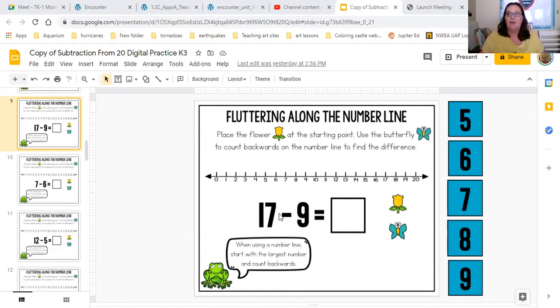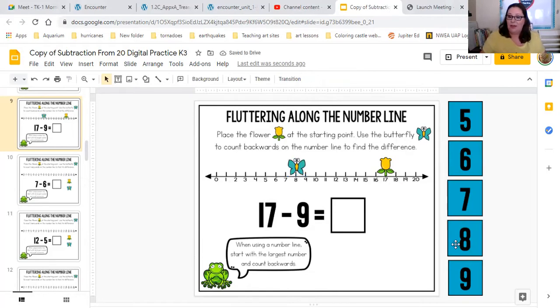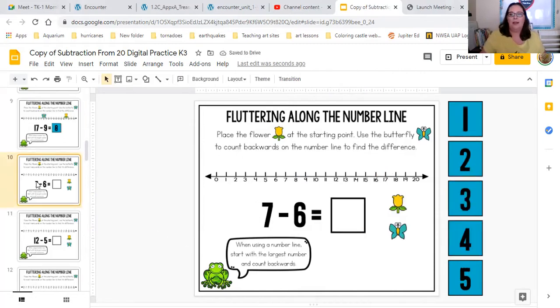So we're going to look at 17 minus 9 equals, we don't know yet. So we're going to follow these directions and place the tulip flower on the 17. Then we're going to hover our butterfly and we're going to count backwards 9. 1, 2, 3, 4, 5, 6, 7, 8, 9, and we land on 8. So 17 minus 9 is 8. Awesome.